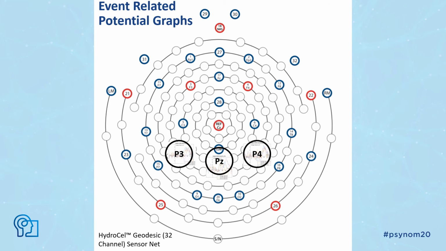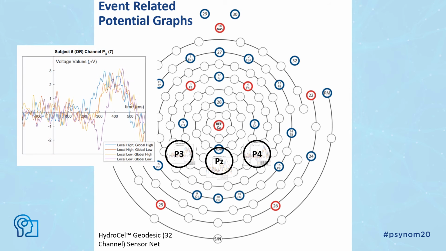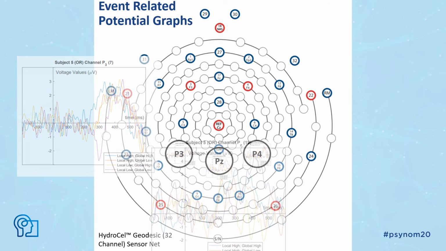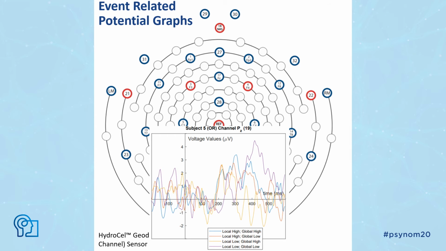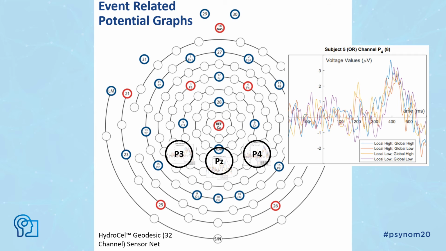These include ERPs for channels P3, P4, and PZ. First, we see P3's ERP waveform, and it shows a steady increase, with local high, global high having a quicker starting point than local low, global low. Next, we see PZ, which shows a higher peak for local low, global low than its counterpart. And lastly, we see P4, which shows some very clean waveforms altogether.